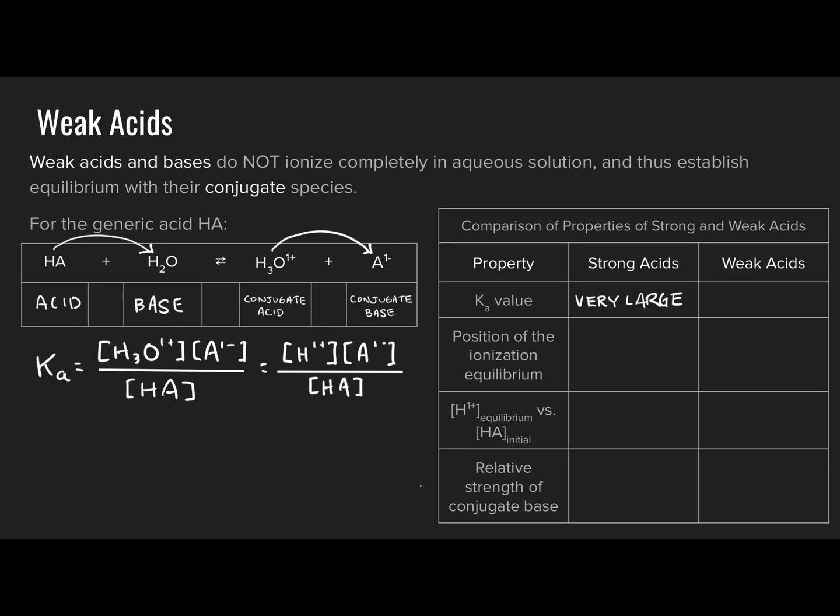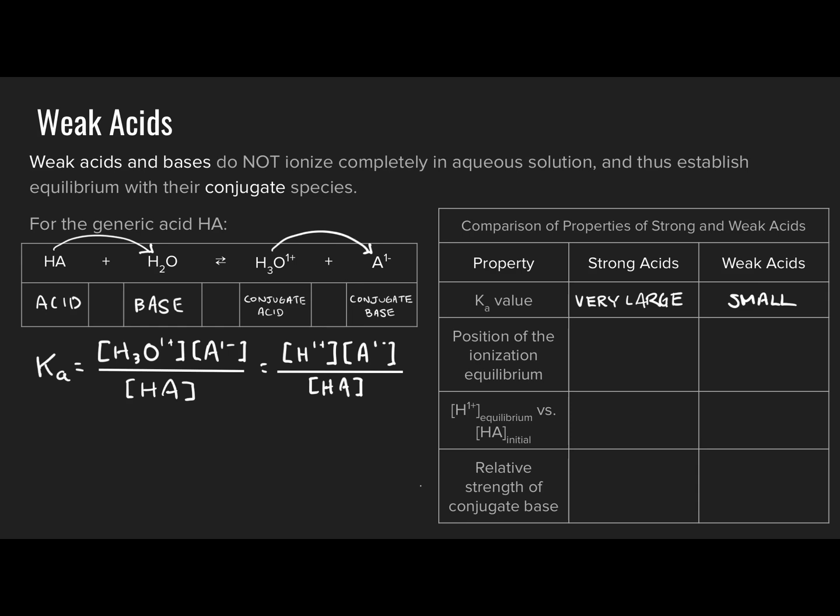In comparison, for a weak species, because the molecular acid does not to a large degree dissociate, that implies that the concentrations of hydronium and the A negative ion are going to be very, very small in comparison to the concentration of the initial molecular acid. And as such, we've got a larger denominator and a smaller numerator, implying the value of K for a weak acid is relatively small. So in essence, that Ka value tells you the strength of the acid. The larger the value of K, the stronger the acid in the system.